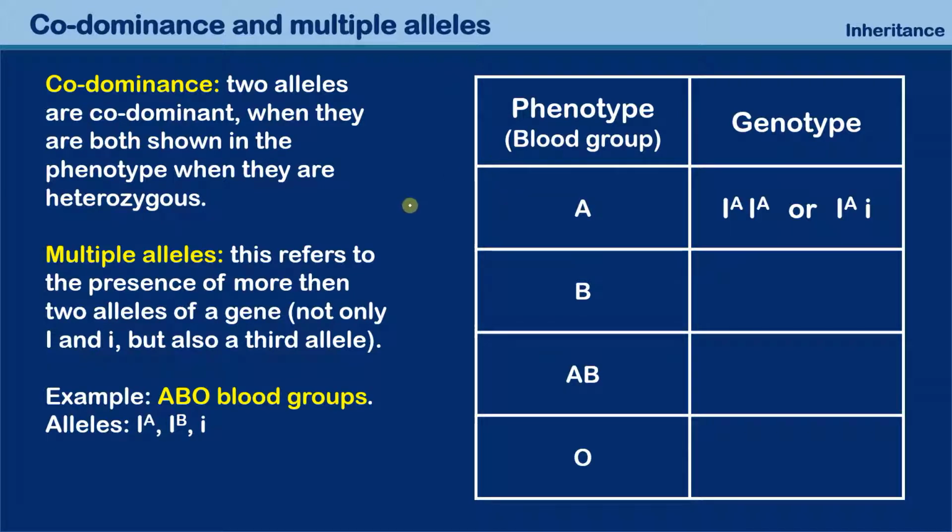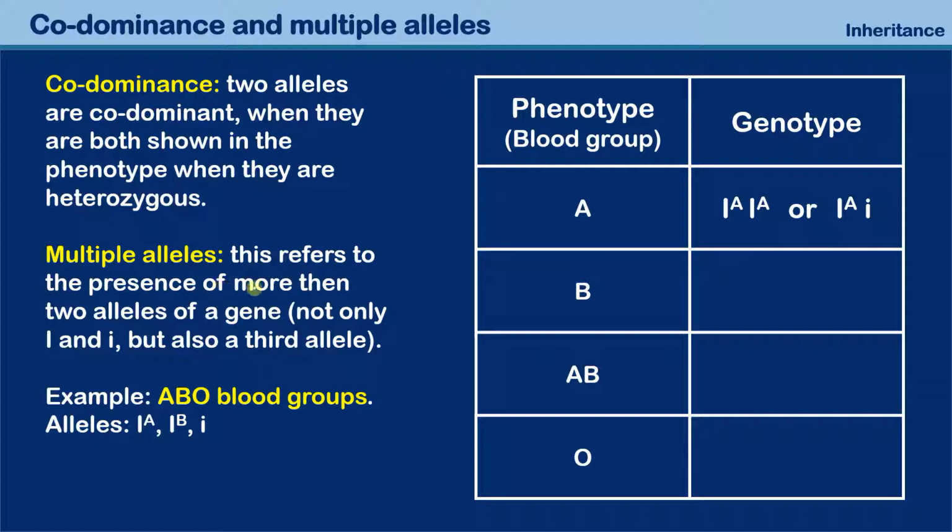The inheritance of blood groups is an example of codominance and multiple alleles. Let's define these terms. Codominance is when two alleles are both shown in the phenotype even when they're in a heterozygous state. This will become clear when we do the table over here on the right side. But heterozygous dominant is possible.